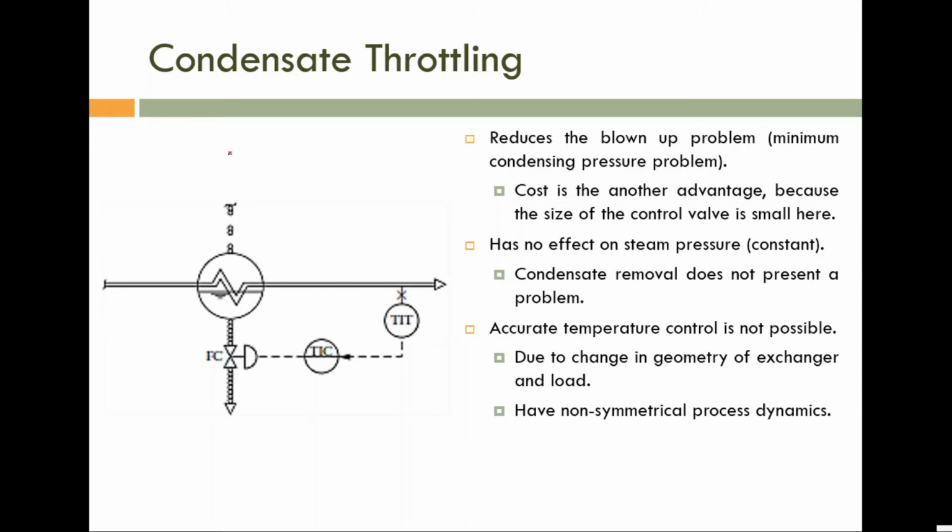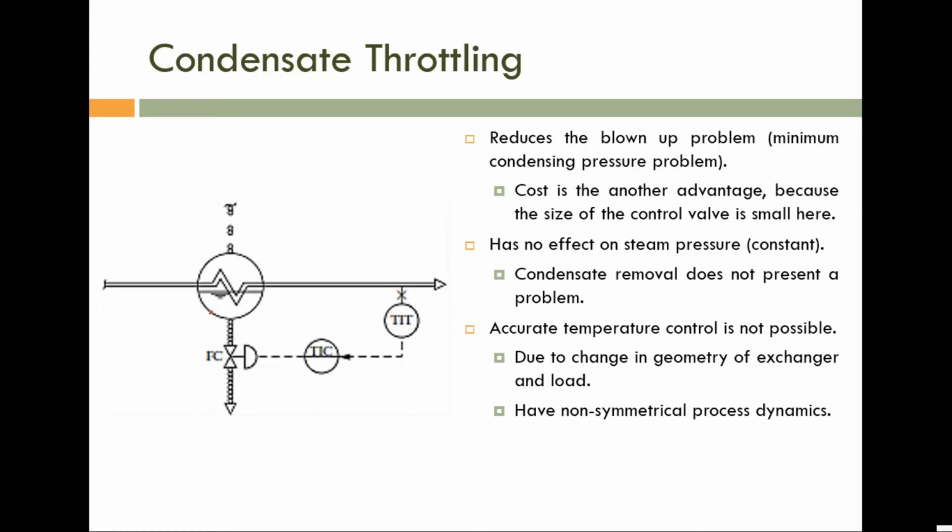Please note, we have to choose this instrumentation if the process has a high blown up problem. Okay, if we don't have any blown up problem, we manipulate the steam flow rate. Otherwise, if we have a blown up problem, we have to manipulate the condensate flow rate even if it is less accurate.